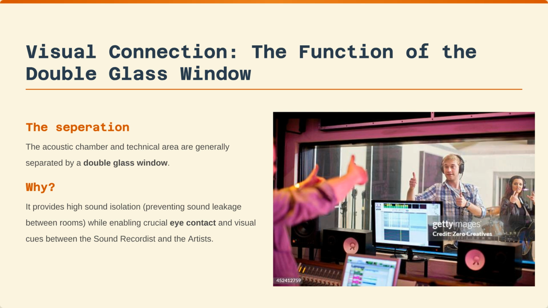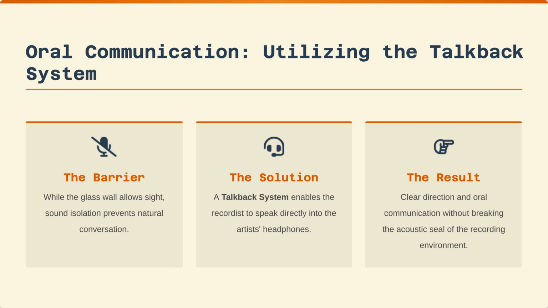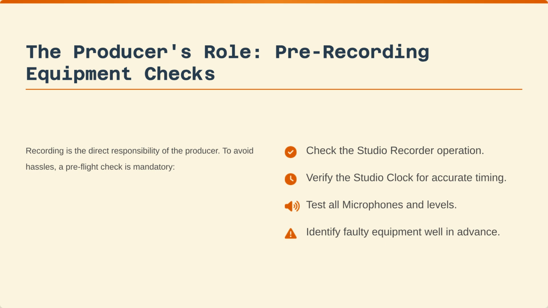The two areas are separated by a double glass window. This provides high sound isolation while allowing crucial eye contact and visual cues between the recordist and the artists. Since the glass wall blocks sound, a talkback system is used. This solution enables the recordist to speak directly into the artist's headphones, allowing clear oral communication without compromising the acoustic seal. The producer is responsible for recording quality.